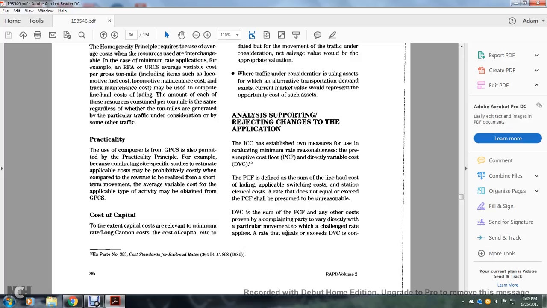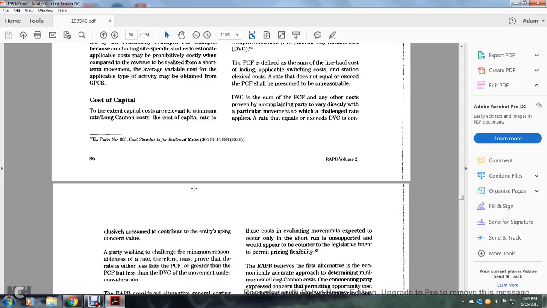The presumptive cost floor is defined as the sum of the line haul cost, lading, applicable switching costs, and station clerical costs. A rate that does not exceed the presumptive cost floor should be presumed to be unreasonable. The direct variable cost is the sum of the presumptive cost floor and any other cost proven by the complaining party to vary directly with the particular movement to which the challenged rate applies. A rate that equals or exceeds the direct variable cost is consequently presumed to contribute to going concern value.